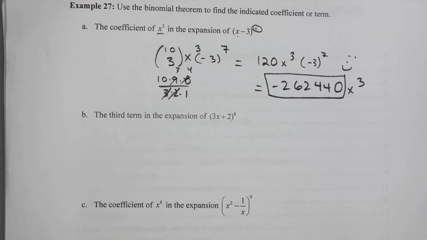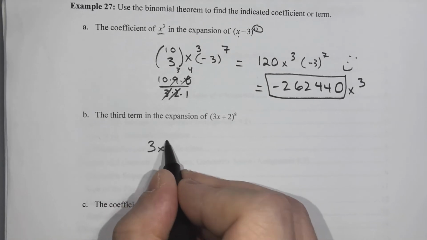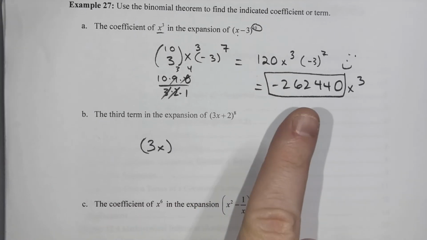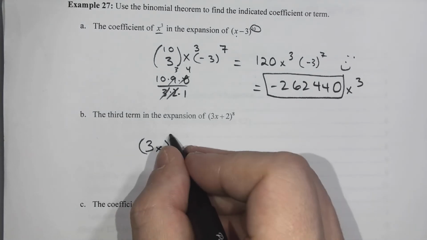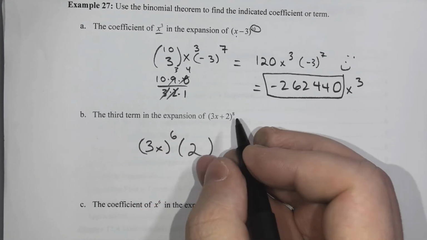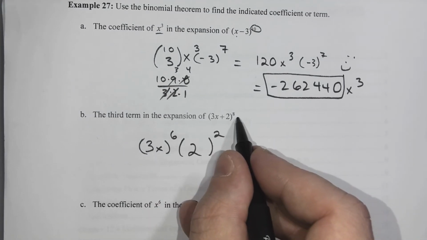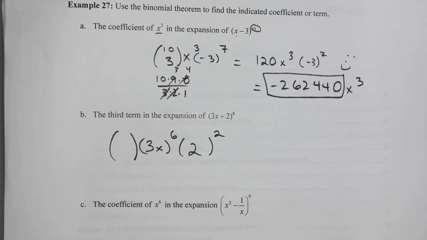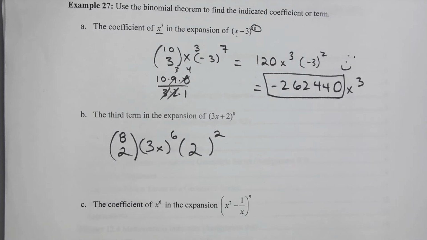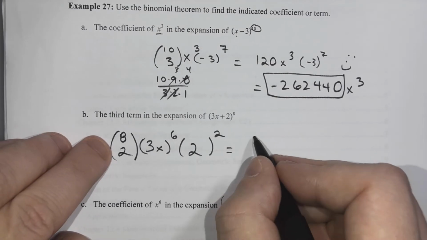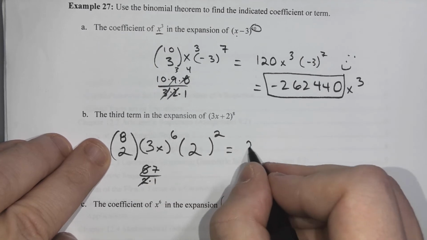Okay, B is asking for the third term in this expansion. So we're going to take the 3x, and we're not going to raise it to the 8th or the 7th. We're going to take it to the 6th, which means the 2 would have to be raised to the 2nd power, so we get 6 plus 2 is equal to 8. It also means we need a leading coefficient of 8 choose either 6 or 2, so I'll do 8 choose 2. 8 choose 2 is 8, 7 over 2, 1. That's a 28.